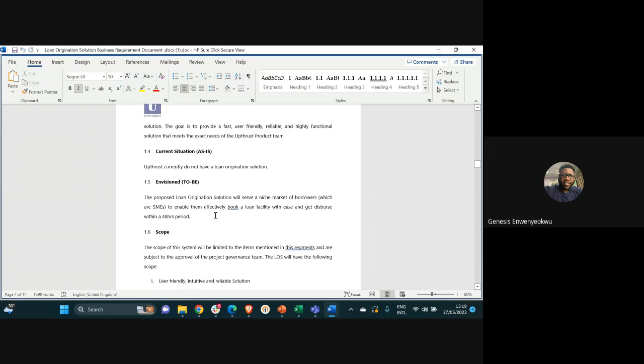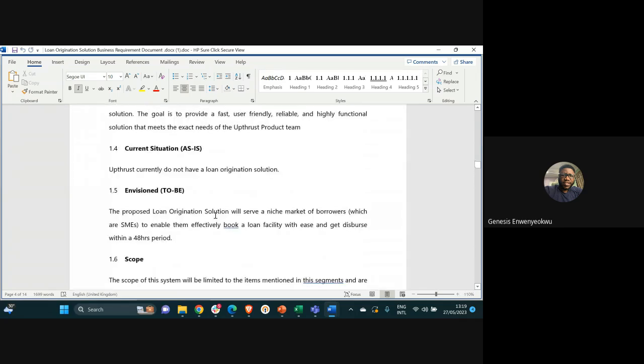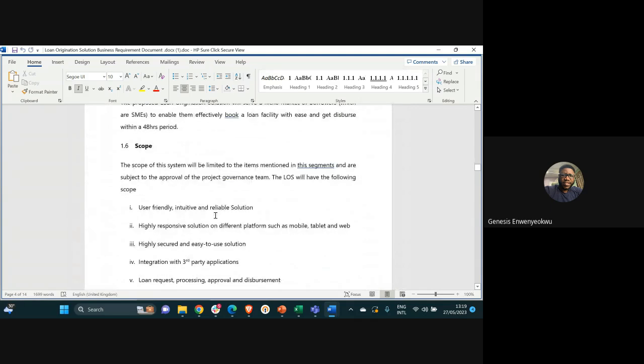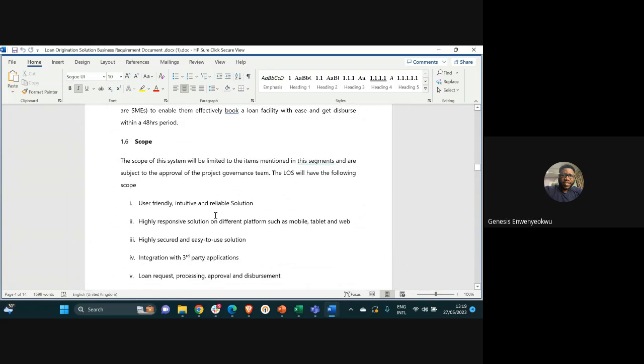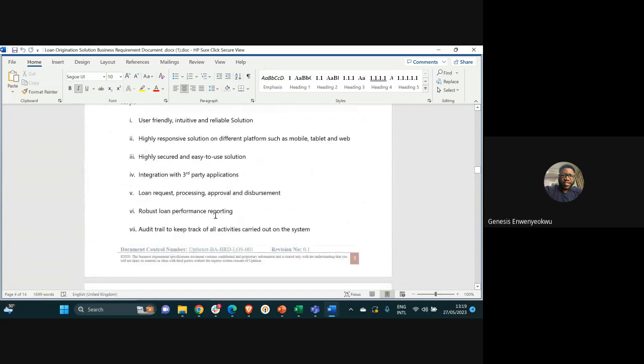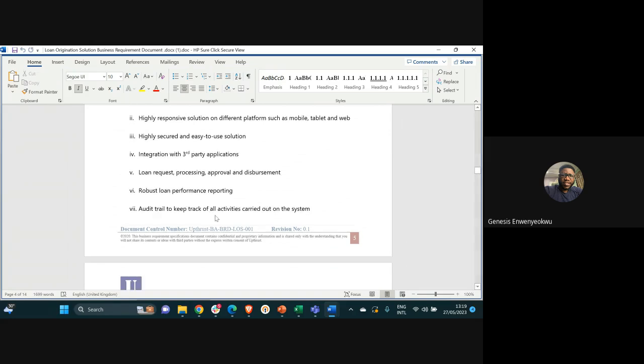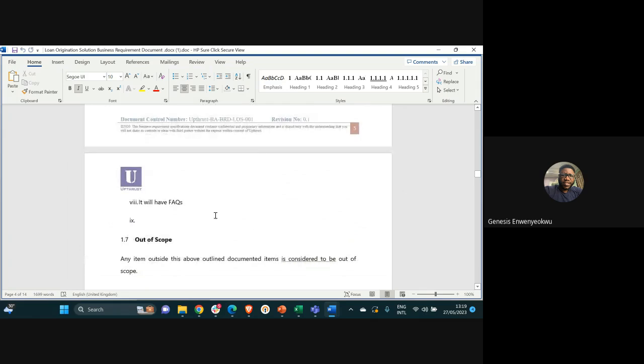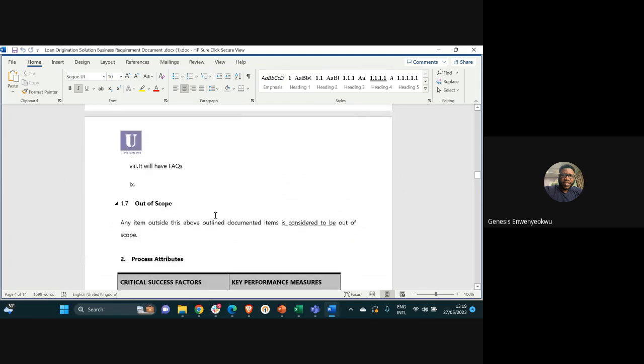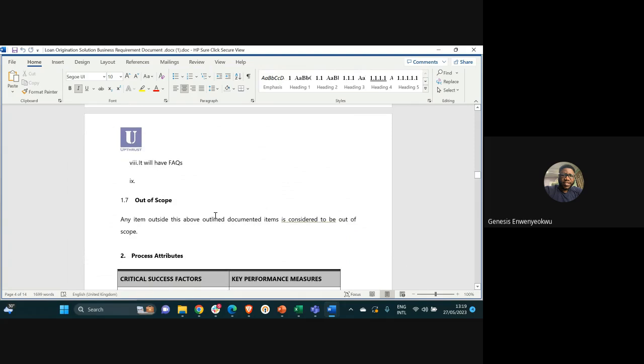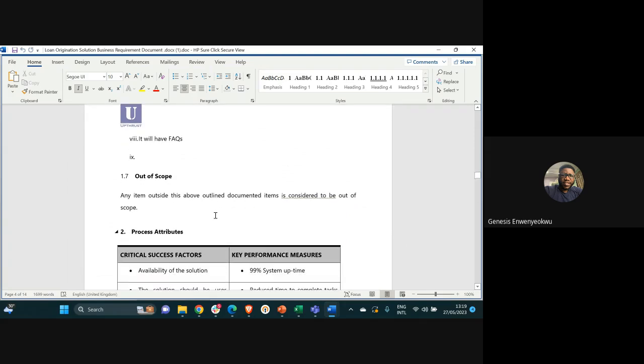1.6, we talk about what is in scope, right? That is the scope of project. It is going to be user-friendly, highly secure, end-to-end, easy to use, robust loan performance reporting, audit trail. Talk about the scope. What do we consider as implementation scope for this project? And then what do we consider as out of scope, right? So you can say anything that is outside the above outlined scope will be considered out of scope.